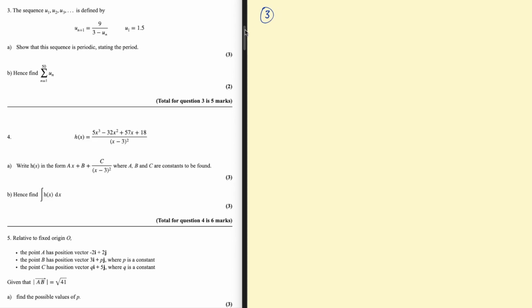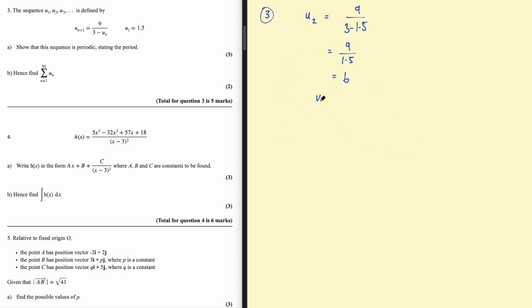Okay, so for 3, what you want to do is start off with u sub 1 equal to 1.5. So we're going to be working out u sub 2, the next term in the sequence. This is equal to 9 over 3 take 1.5. So we've taken that value for u, substituted it into this iterative formula. So 9 over 1.5 is 6, right? 1.5 goes into 9 6 times.